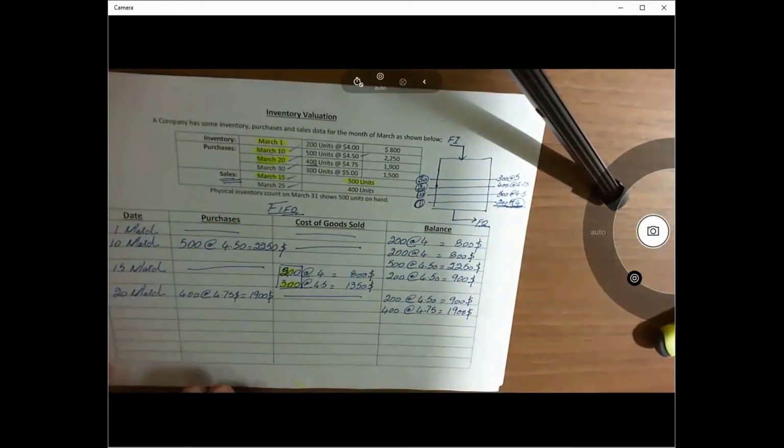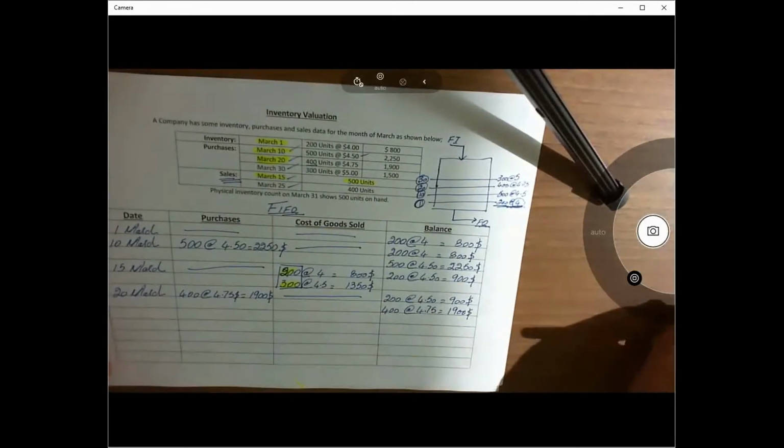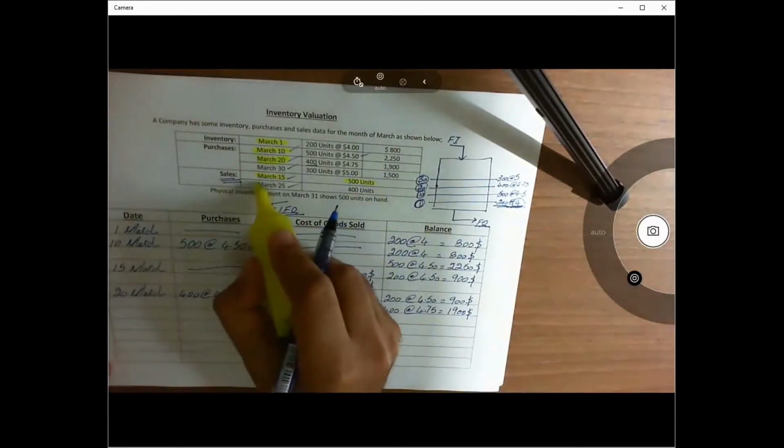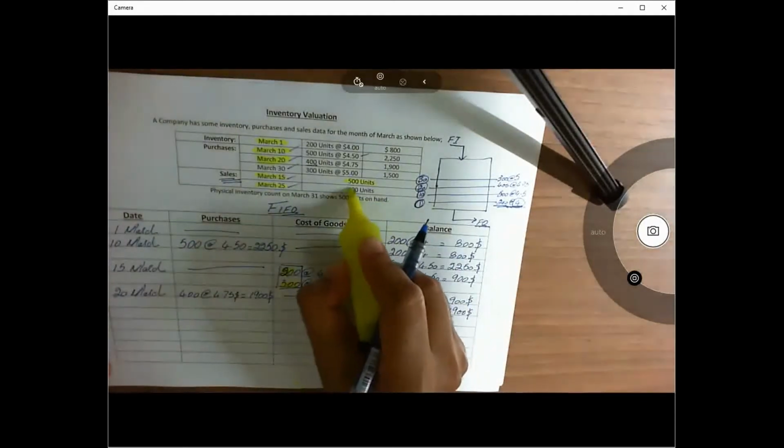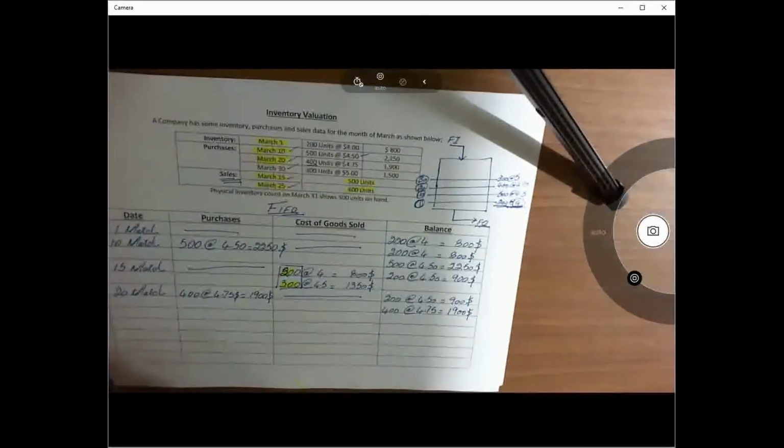Now after 20th of March, you can see we need to go to 25th of March. On 25th of March, we are selling 400 units. So we will write over here 25th of March. How many units are we selling? We are not purchasing anything. So a blank over here, we are selling 400 units.